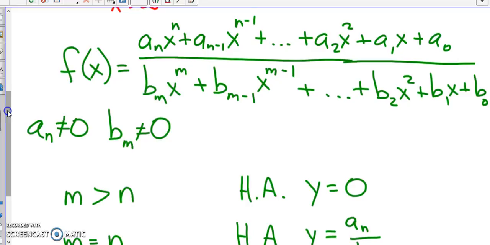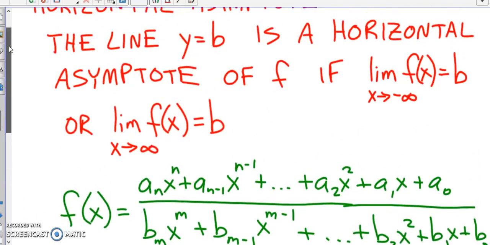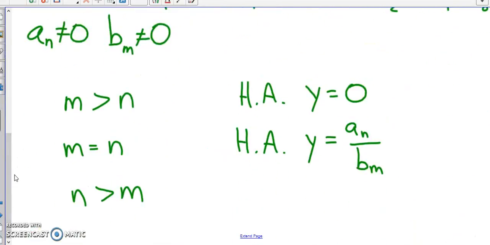Well, in order to get a horizontal asymptote, you'd have to approach a number, right? You'd have to level out toward a horizontal line. Positive infinity and negative infinity, those don't do that. So therefore, if the numerator has higher degree, there's no horizontal asymptote.